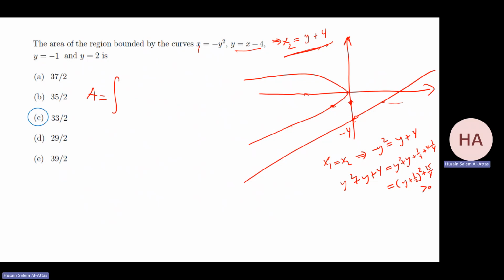And in this curve, this is y equal minus 1. Y equals 2 gives me 6, and it will still be negative. Y equals 2, x will be negative. Something like this. This is y equals 2. So I'm talking about this area.